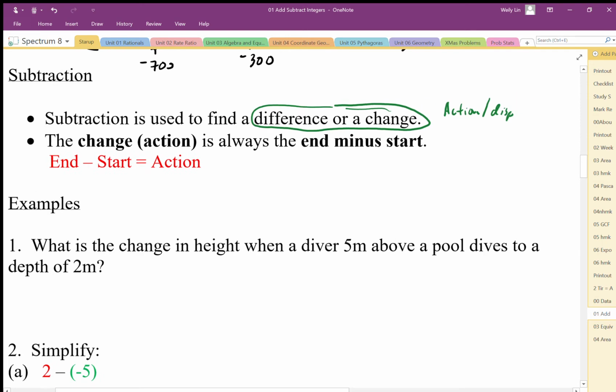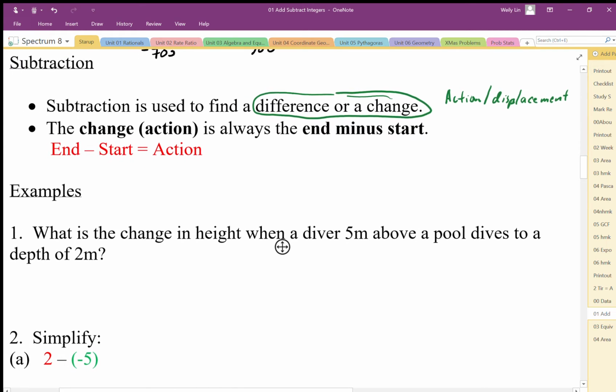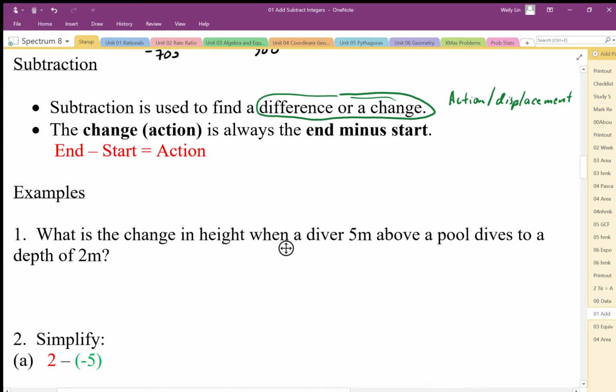And this word displacement is something that you're going to need to learn at some point. We don't really use it a lot in grade 8, but as you get into older grades, we're going to use this word displacement because it's a very important term, and we're going to use it for all sorts of things in science and math. So we need to understand what this idea of displacement is. Displacement is the change between 2 points. The start and end are positions, and when we subtract, we always get the action or the displacement between those 2 points.